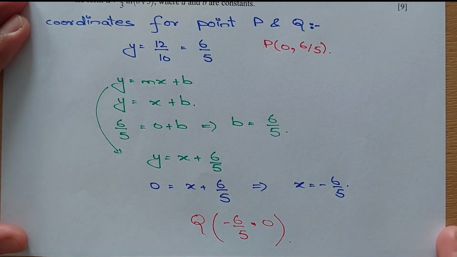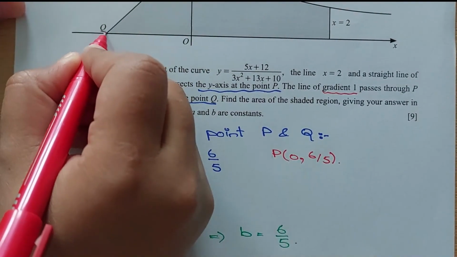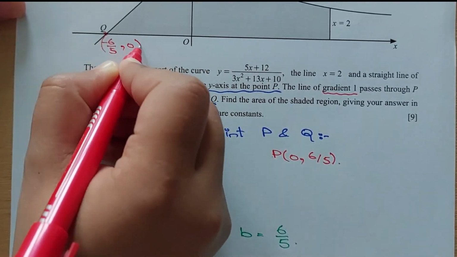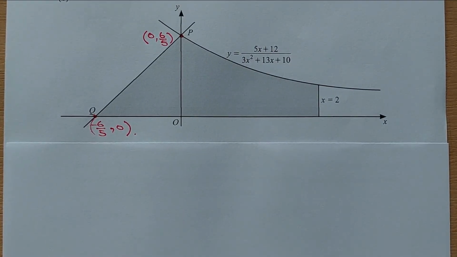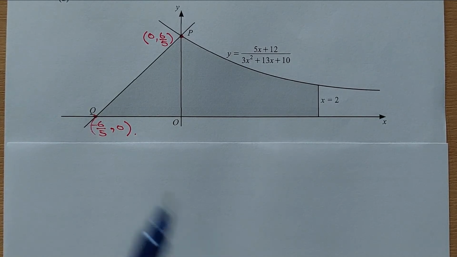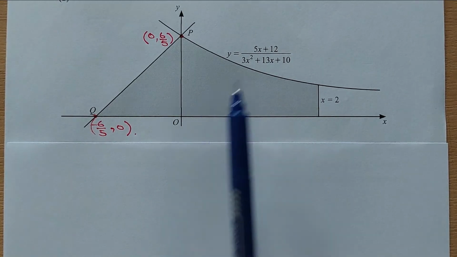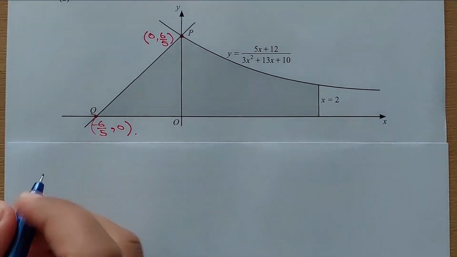So we got the coordinates for P and Q. So Q is (-6/5, 0), right? Okay, now in the next step we have to find the shaded area. So the shaded area is in two portions: the area of this triangle PQO, and the area under this curve when x is between 0 and 2, right? So let's start with the triangle.